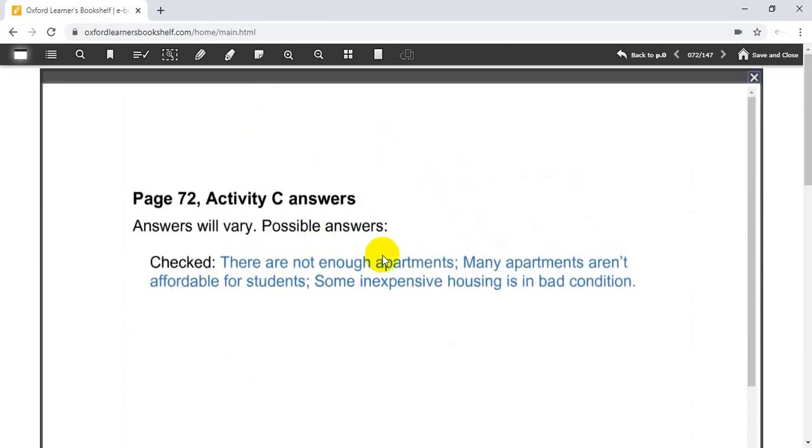Okay, so let's have a look. Yes, so it's the same answer which we checked. Okay, you can have a look in your book. It's number one, they don't have enough dormitories, many apartments aren't affordable, it's the same. Number two, it's the last one, some inexpensive housing is in bad condition.